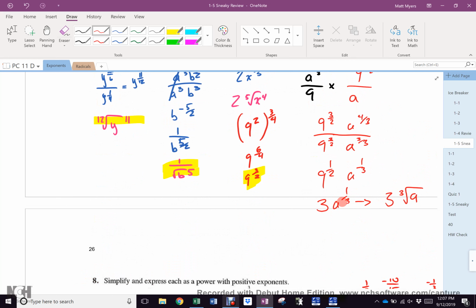All right. And then this one, oh, I forgot to do that one as a radical. So that one is the square root of 9 cubed, so it's 27. So that's why I didn't do it as a radical, because you can't leave it as a radical. Yo. F.